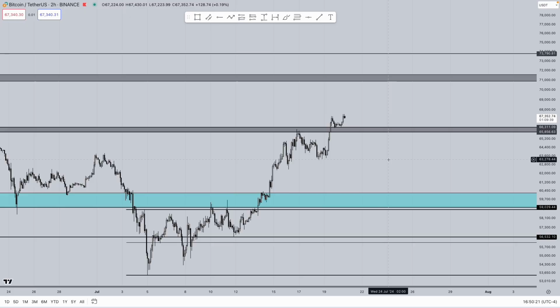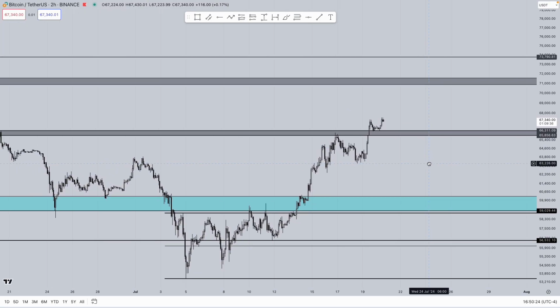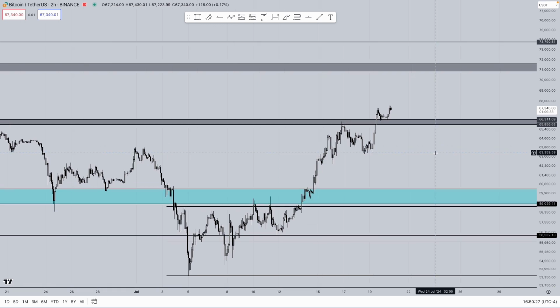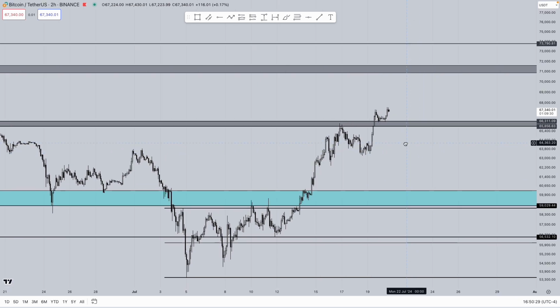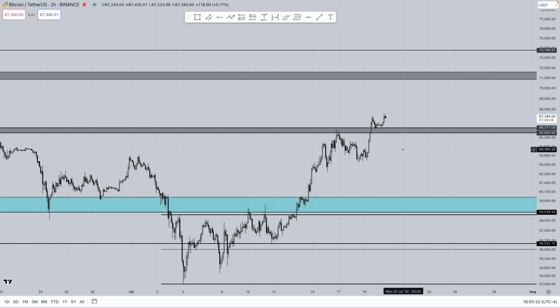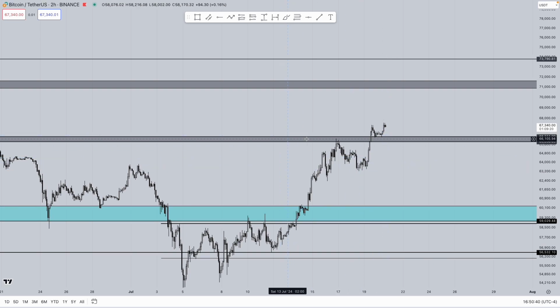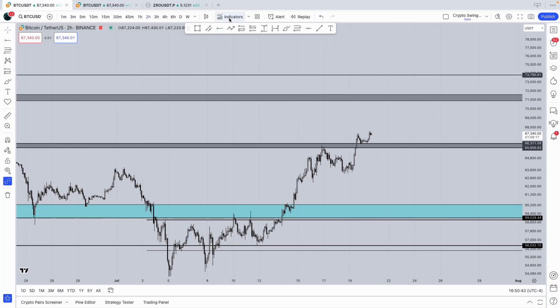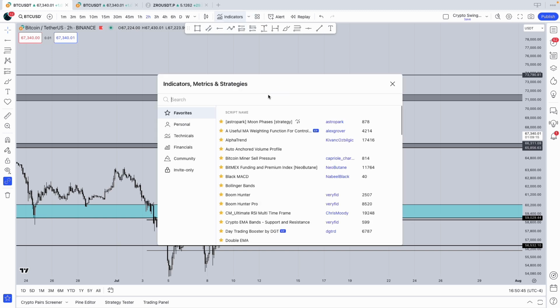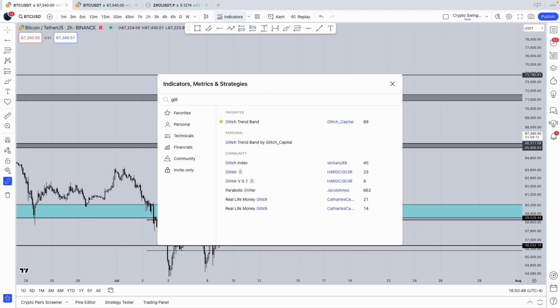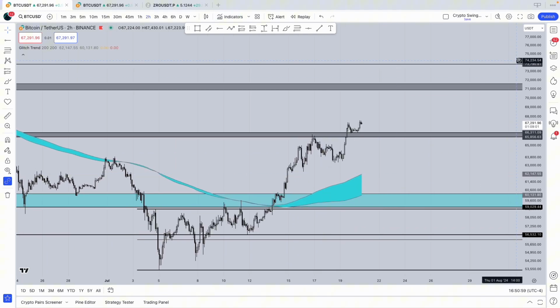So starting off here with showing you guys how to add it to your chart and the settings that I also use for this specific indicator. So to add it to your chart, I simply have the link down in the description. If you just click on that link, and you add it straight to your favorites, all you have to do is go into TradingView, click on indicators, and if you search Glitch Trend Band, it will show right up. If you just clicked on that link and added it to your favorite indicators, it will show right up here. So just click on it and you will see it show up on your chart here.